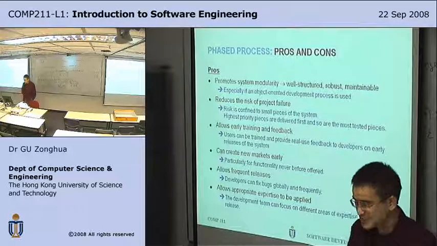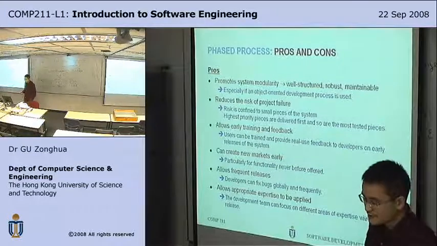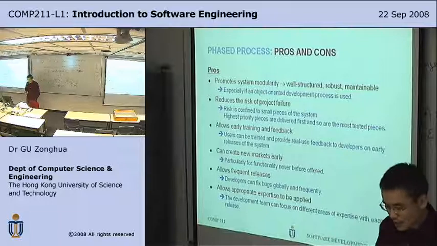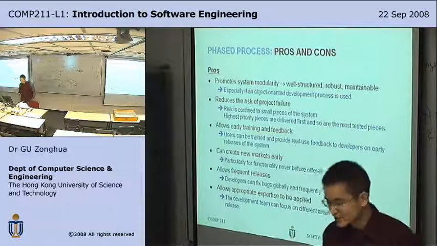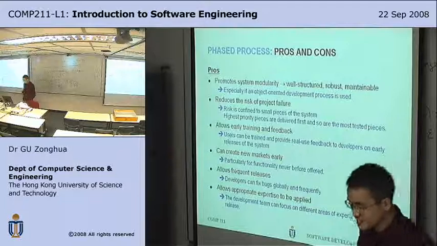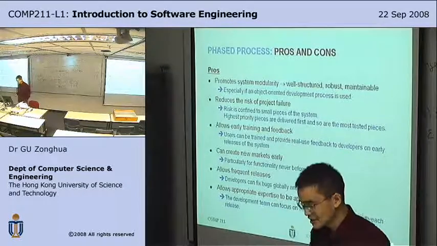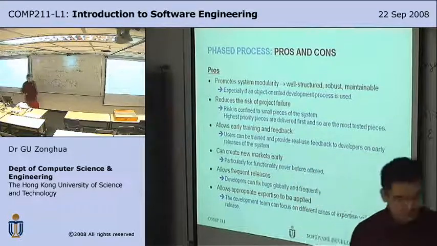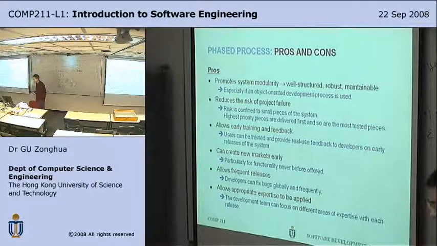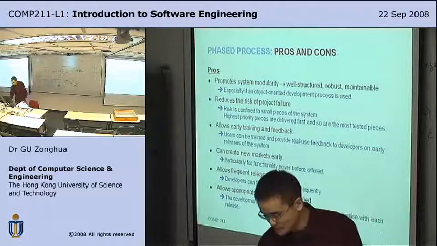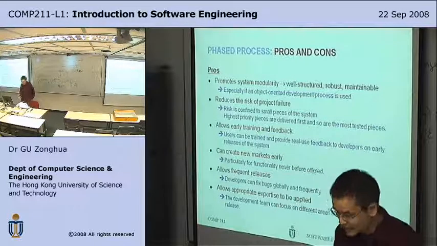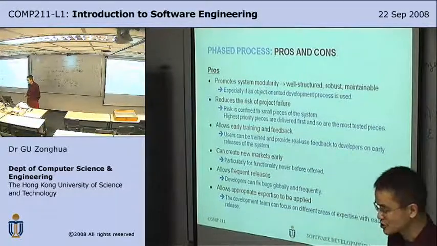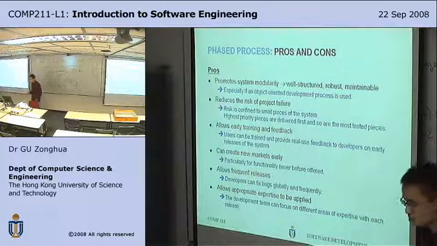So highest priority pieces are delivered first, and so are the most tested pieces, so that you can prioritize the modules, and for the most essential functionalities you deliver and test them heavily, and perhaps the less essential parts you can put into a later release and deliver later. It also allows early training and feedback, so users can be trained and provide real use feedback to the developers on early releases of the system.